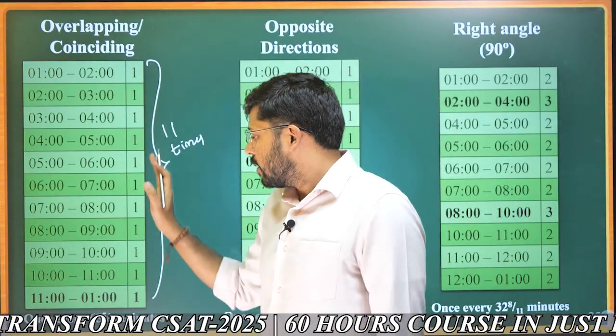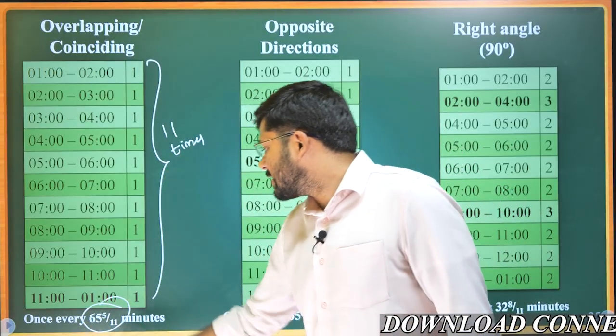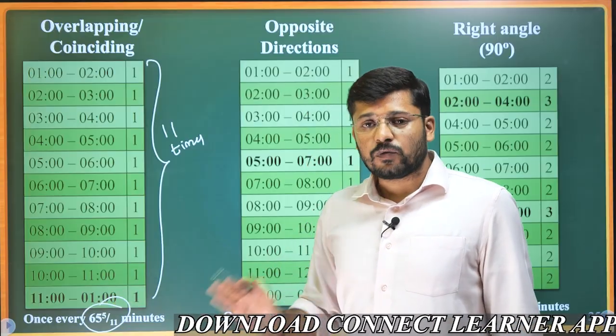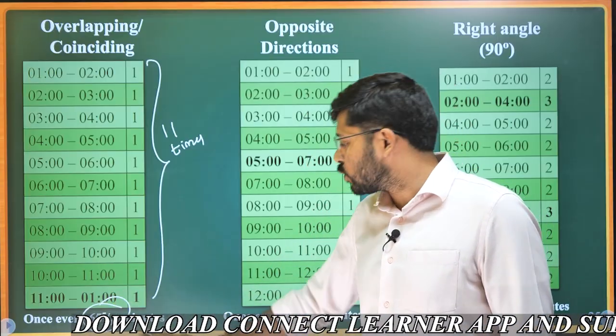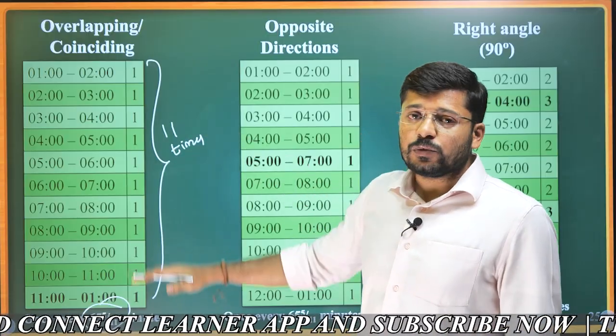Done. And what is the frequency of this happening? It happens every 65 5/11 minutes. So 65 point something minutes. In one of the upcoming problems, I will show you how to derive this also. Just make a note of this one.